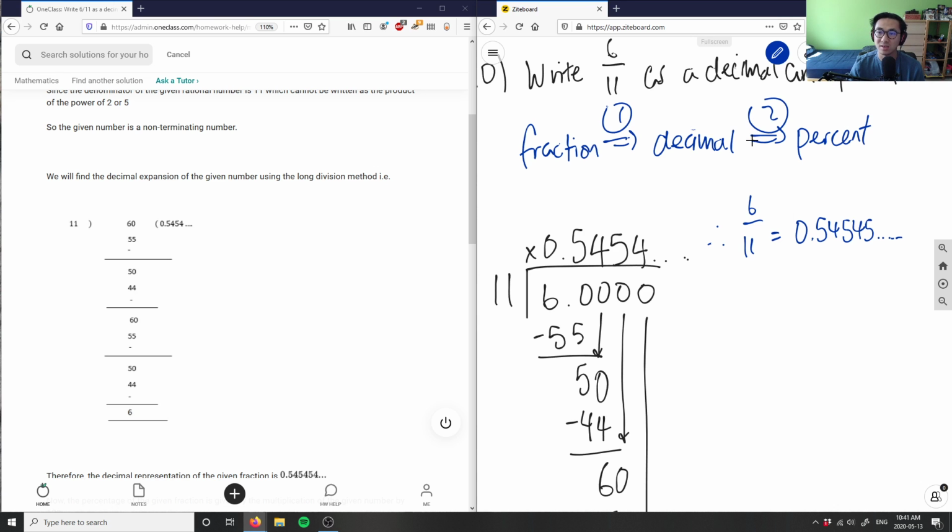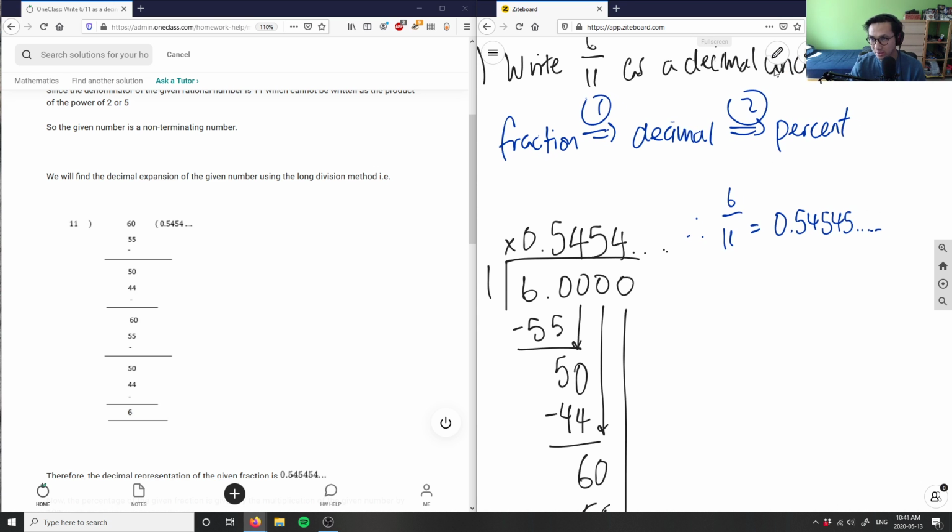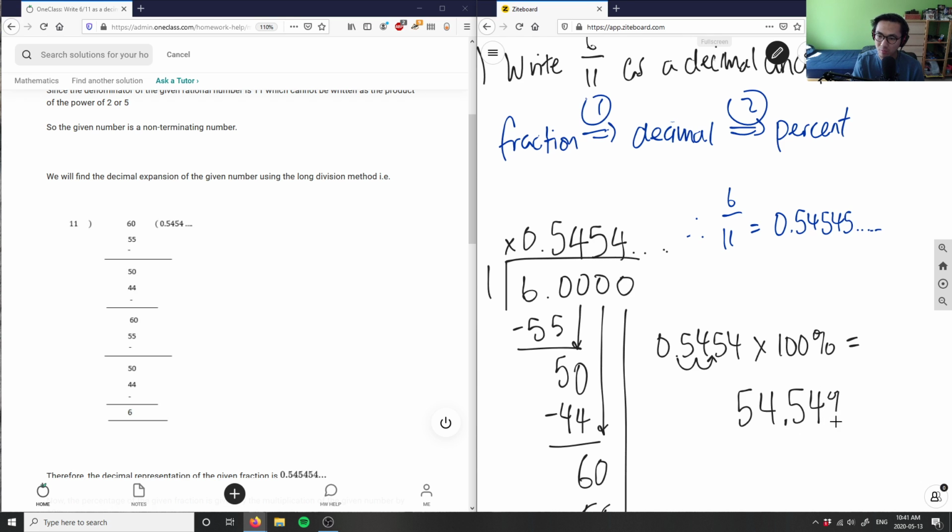And then what I'm going to do is write it as a percent. How would I write this as a percent? Well, if I'm given my decimal already, I can easily change this into a percent. So I have 0.5454. With a decimal, I want to always multiply by 100%. If I'm multiplying any decimal by 100, I simply have to shift the decimal 2 places to the right. So this will be my new decimal point. Therefore, this is 54.54%, and this solution is my answer.